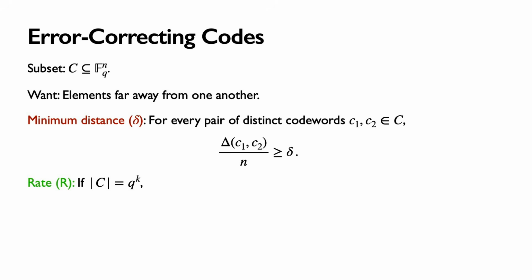One other important parameter attached to a code is its rate. It roughly measures the size of the code with respect to the space in which it lives. So if my code C has q to the k codewords in it, then I'll say that the rate of this code is k divided by n. The closer the rate is to 1, it can only be at most 1, the lesser the distance will be between the codewords, intuitively, because the space you're packing the codewords in is finite. So if there are more of them, the distance between them will be less.